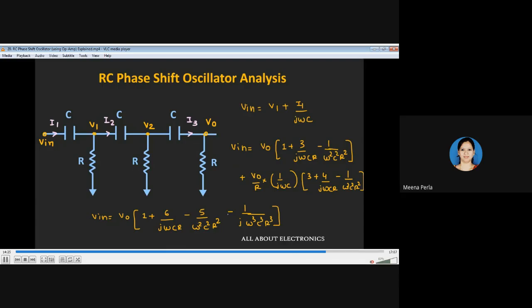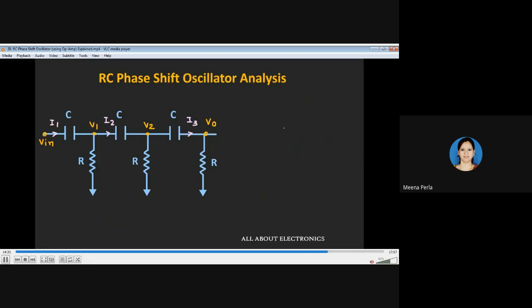Now the output voltage will only have the real part. That means the imaginary part of this expression should be equal to 0. By equating the imaginary term to 0, we can write 6 by omega CR minus 1 by omega cube C cube R cube is equal to 0. Or we can simplify this expression as omega square C square R square will be equal to 1 by 6. That means omega will be equal to 1 by under root 6 times RC. And in terms of frequency, if we write, we get f is equal to 1 upon 2 pi under root 6 RC.